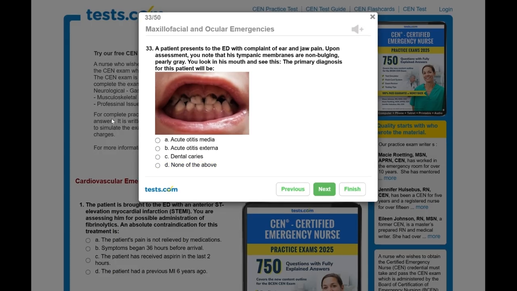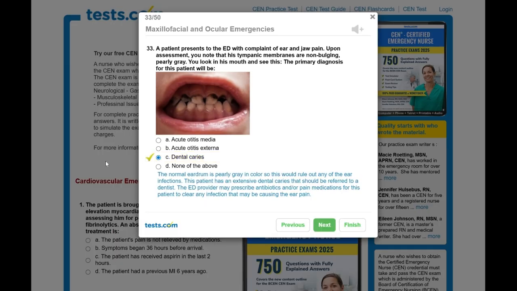Question 33. A patient presents to the ED with complaint of ear and jaw pain. Upon assessment, you note that his tympanic membranes are non-bulging, pearly gray. You look in his mouth and see this. The primary diagnosis for this patient will be: A. Acute otitis media, B. Acute otitis externa, C. Dental caries, D. None of the above.